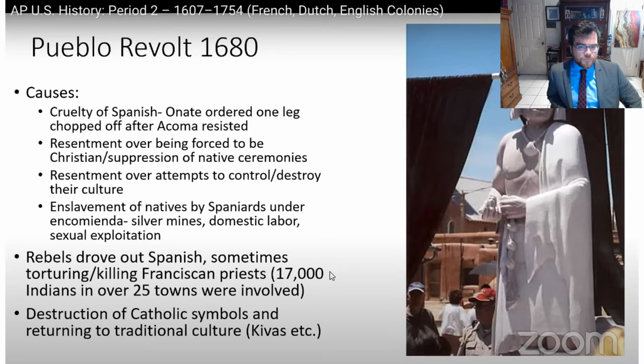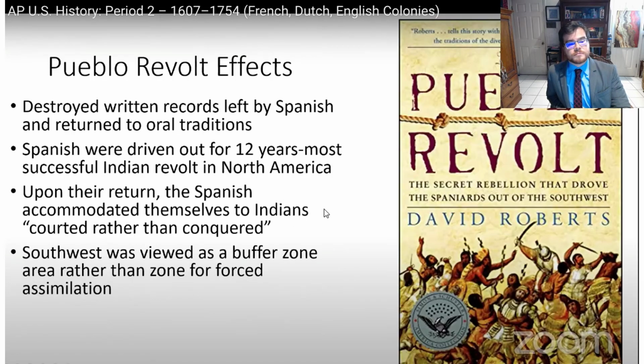So the Pueblo Revolt, the rebels are going to drive out the Spanish. They're going to be effective. They're going to get the Franciscan priests out of there by killing them or by torturing them. So just a mass revolt, 17,000 Indians. And they're going to destroy Catholic symbols. And they're going to go back to the Kachina dolls. They're going to go back to the Kivas. And they're successful for about a decade. And then the Spanish come back. The Empire strikes back. Okay.